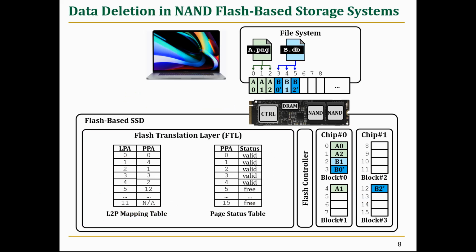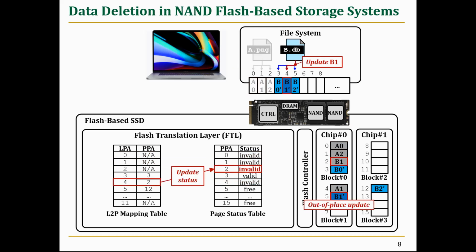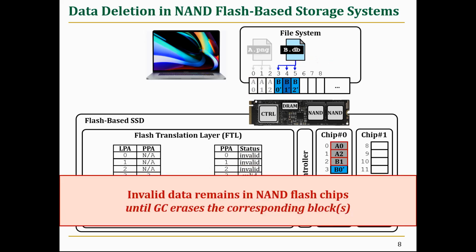Let's see what happens in an SSD when the file system deletes or updates a file. Most file systems delete a file by removing the file's metadata, and FTL invalidates the related physical pages by just updating their status while leaving the actual contents intact in flash chips. If a file system overwrites a logical page, FTL performs an out-of-place update, which also leaves the old data intact. These invalid pages remain in the SSD indefinitely until garbage collection erases the corresponding blocks.